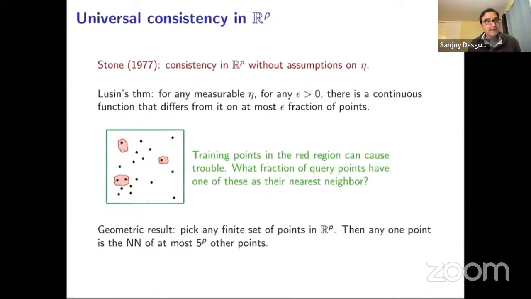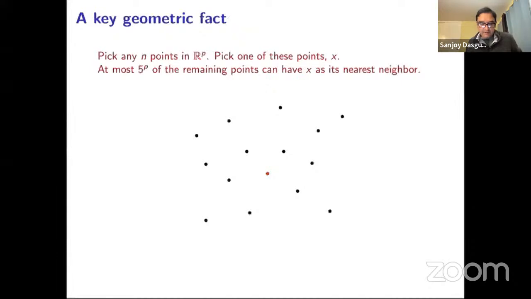And it turned out that it can't. If you look at any finite data set, then any one point can be the nearest neighbor of at most a constant number of other points. Because of that, this small, epsilon-sized region of space cannot infect the whole space. Its influence is still O of epsilon. Okay, so let me tell you how that goes.